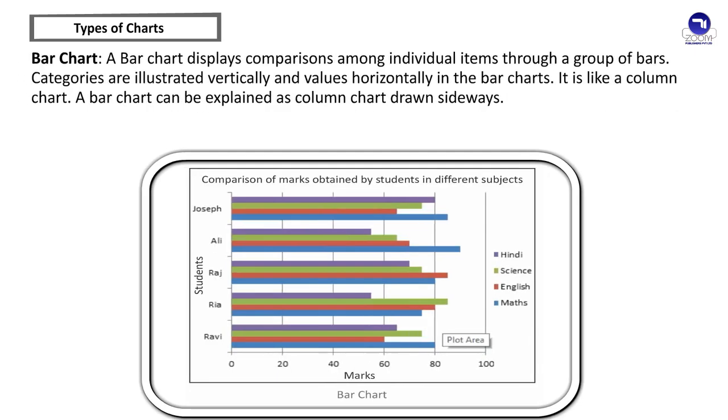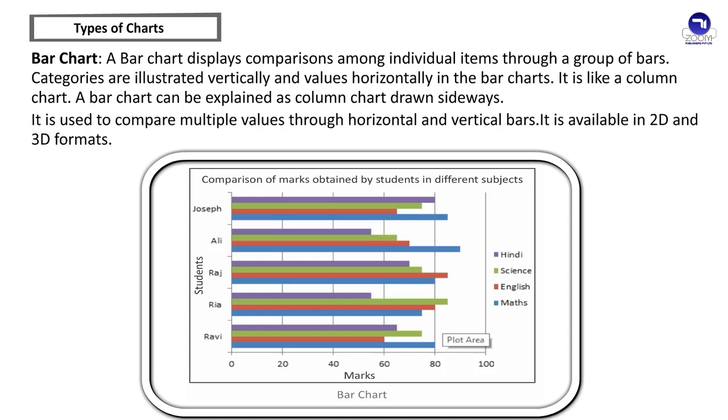Bar chart. A bar chart displays comparisons among individual items through a group of bars. Categories are illustrated vertically and values horizontally in bar charts. It is like a column chart. A bar chart can be explained as a column chart drawn sideways. It is used to compare multiple values through horizontal and vertical bars. It is available in 2D and 3D formats.